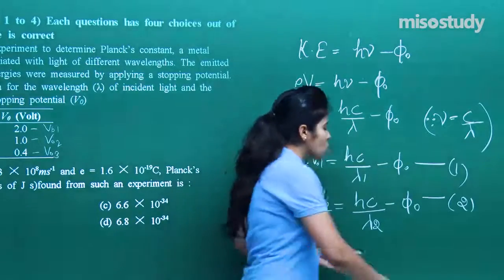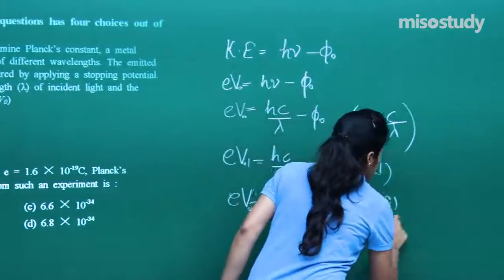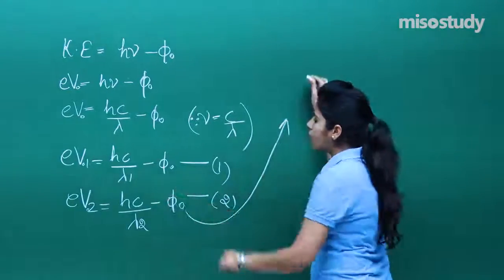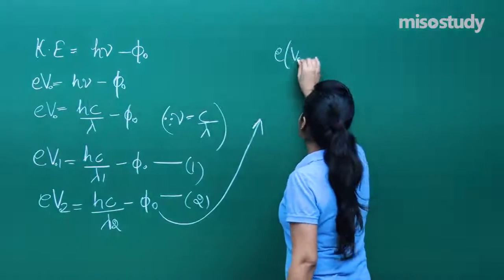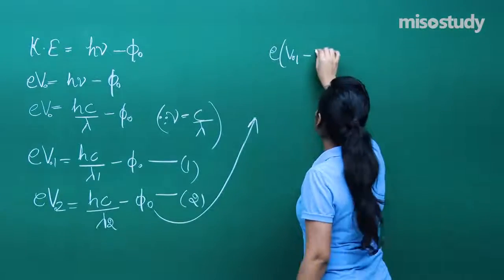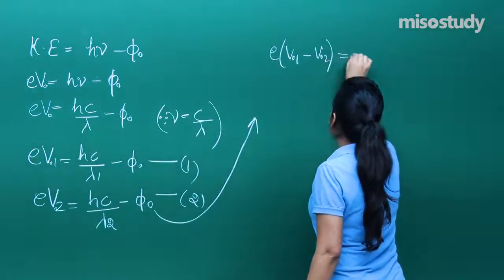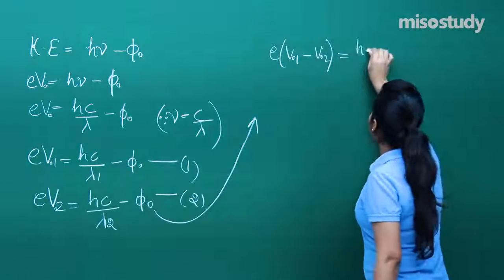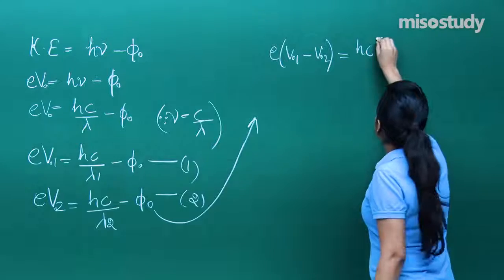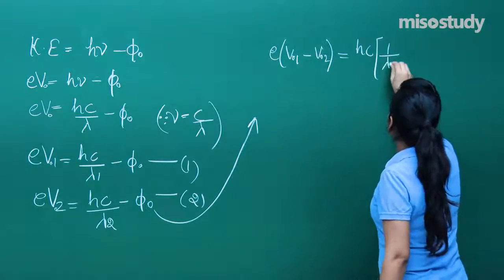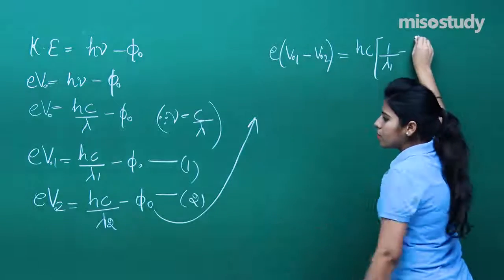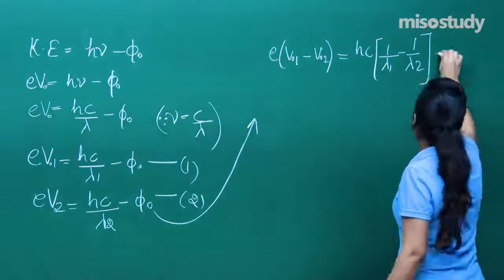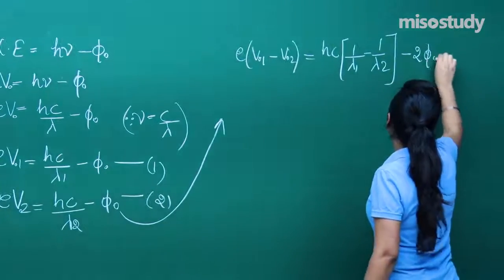Now what we can do over here is, we can subtract these two equations. So let me just write over here V0 1 minus V0 2. This will be equal to what? This will be equal to hc (1 by lambda 1 minus 1 by lambda 2). This has common, and this has become minus 2 phi naught.